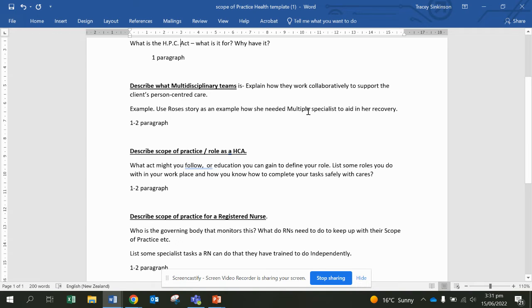Describe scope of practice as a HCA. Right now, as you know and talked about in class, we're unregulated. We don't have to carry out a registration. You could walk in off the street and get a role as a healthcare assistant. But there are certain principles that give you a little bit of a scope of practice, which you do need. There is the Code of Rights, from the Health and Disability Commission, and there are 10 Code of Rights.